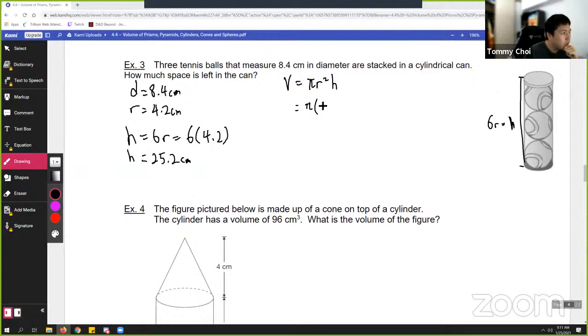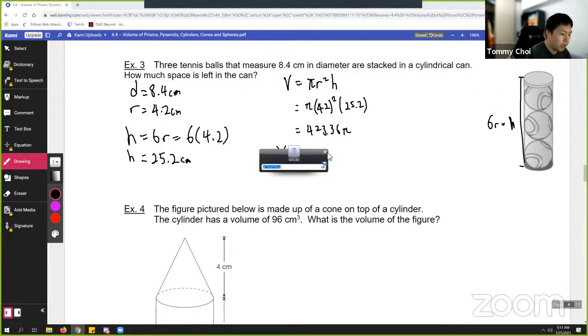R is 4.2 squared, and then H is 25.2. We can then do the multiplication. 4.2 times 4.2 times 25.2, 423.36 pi, and we multiply that out. 423.36 pi times pi. And we get 1,329.35.